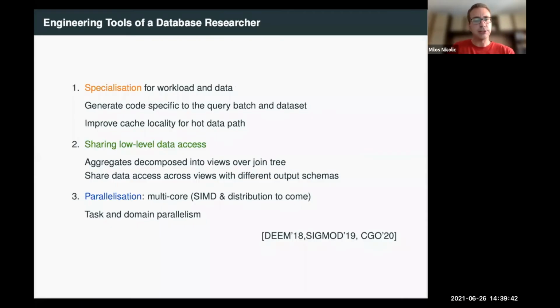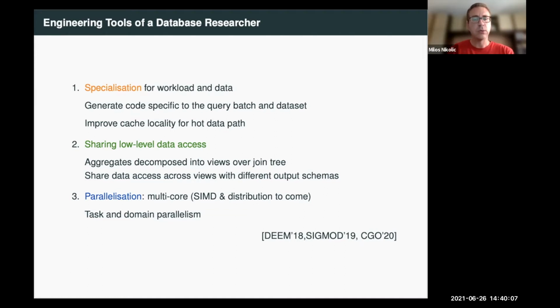The database researchers use a toolbox of clever techniques to bring otherwise computationally hard problems into the realm of the possible. So far, we only tapped into some of them. In particular, we looked into specialization for workload and data. And here the goal is to generate code specific to the query batch and the dataset, and generate code that has a good cache locality for the whole data path.